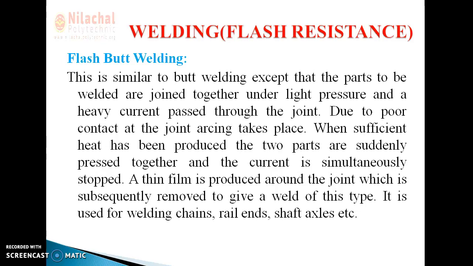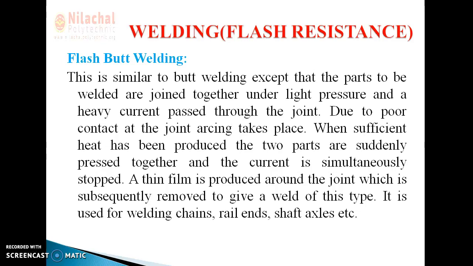In the previous class, we already discussed butt welding. So, it is similar to butt welding, except that the parts to be welded are joined together under light pressure and a heavy current is passed through the joint. Due to the poor contact at the joint, arcing takes place. When sufficient heat has been produced, the two parts are suddenly pressed together and the current is simultaneously stopped.